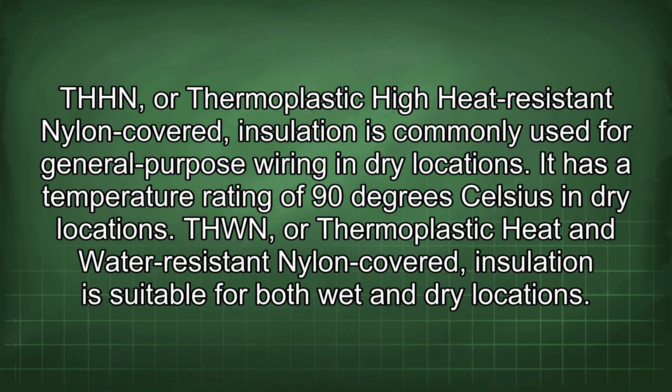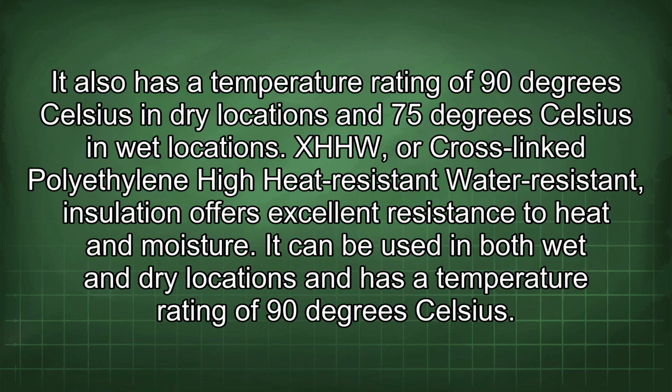THWN, or thermoplastic heat and water resistant nylon covered insulation, is suitable for both wet and dry locations. It also has a temperature rating of 90 degrees Celsius in dry locations and 75 degrees Celsius in wet locations. XHHW, or cross-linked polyethylene high heat resistant water resistant insulation, offers excellent resistance to heat and moisture. It can be used in both wet and dry locations and has a temperature rating of 90 degrees Celsius.